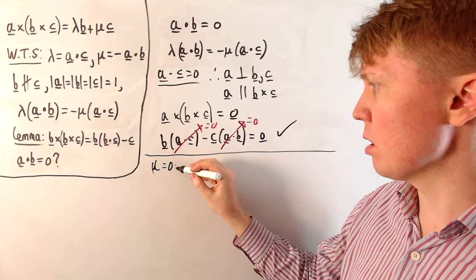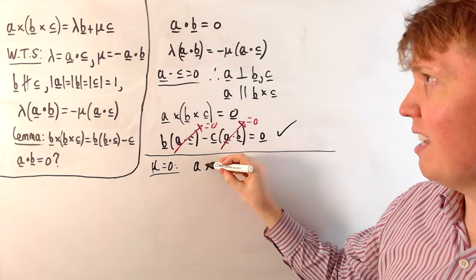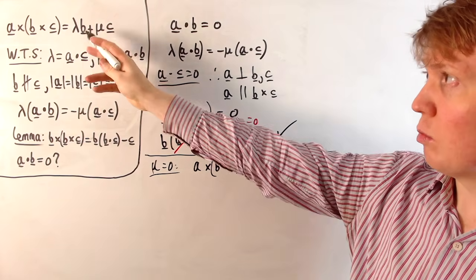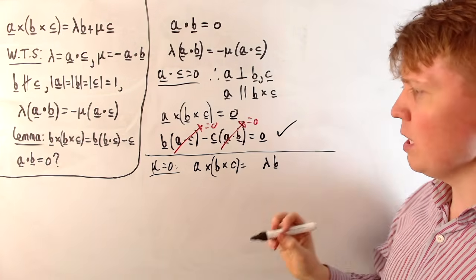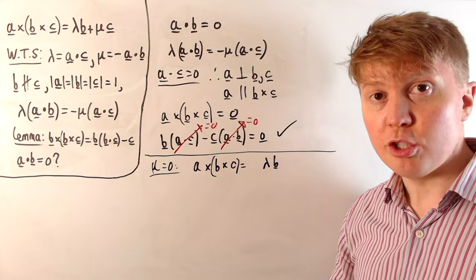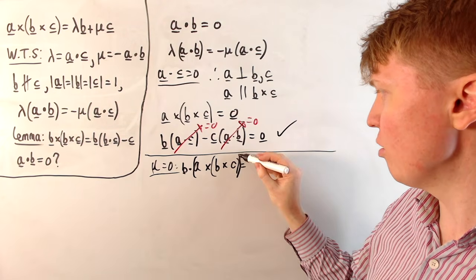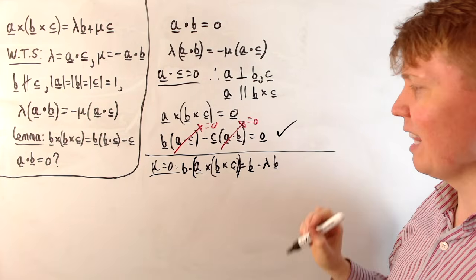Well, if mu is 0, then we can go back to this expression here, which tells us that a cross b cross c is just going to be lambda times b, because mu is 0. So we've got lambda times b. And then if we do the dot product on both sides with b, we've got b dot, in brackets, a cross b cross c is equal to b dot lambda b.